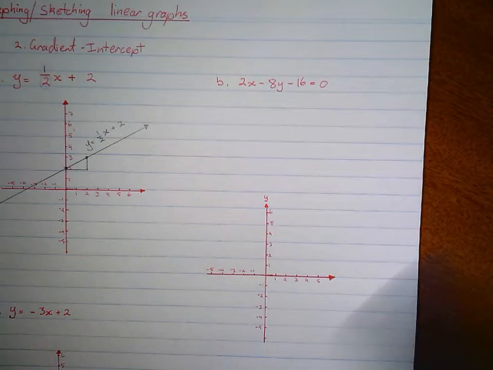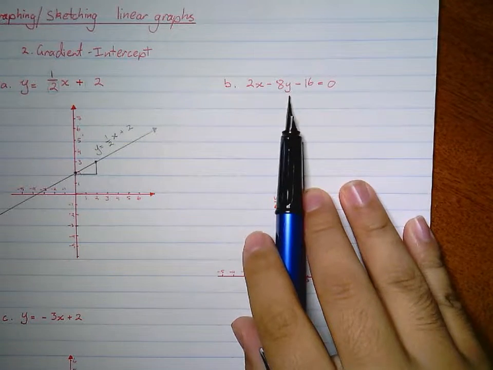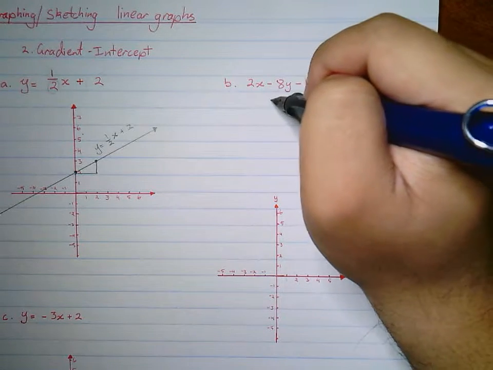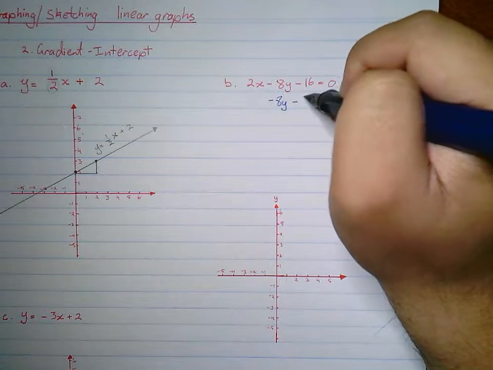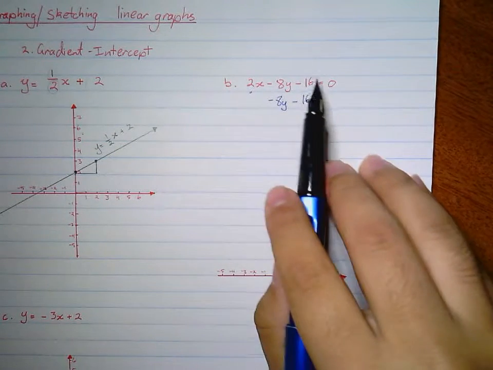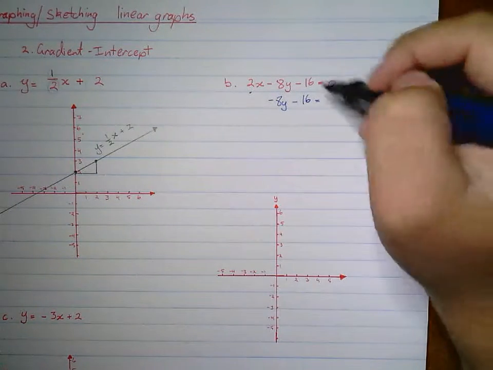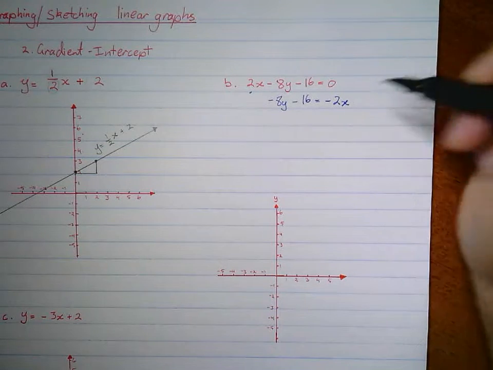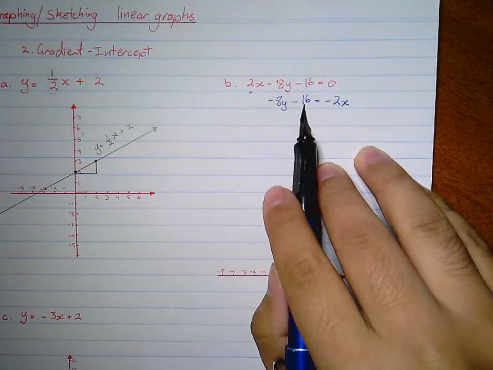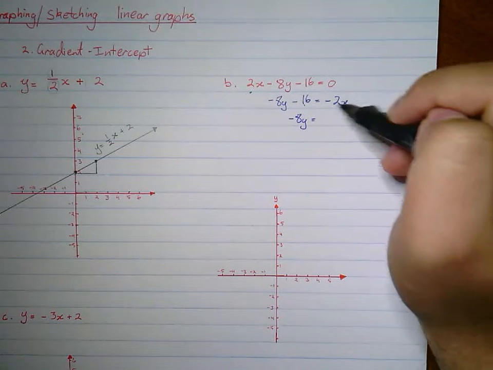Once again, here's our next example, but as we can see, it is not in the gradient intercept form, so we're just going to move things around now, keeping negative 8y where it is, same with negative 16. We're going to actually move the 2x across. So since it is positive 2x, moving it across will give me negative 2x. Adding 16, so we're going to move this negative 16 across, so we're left with negative 8y equals, this stays the same.